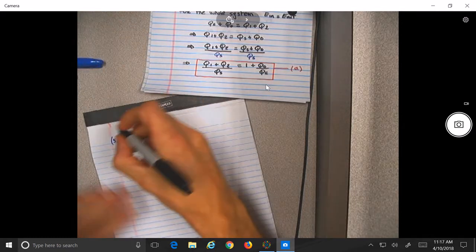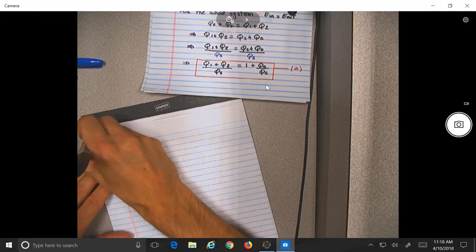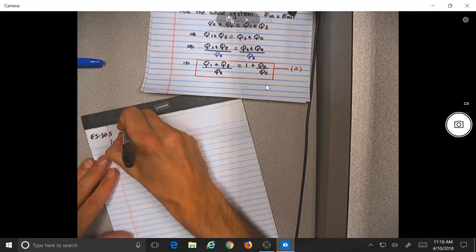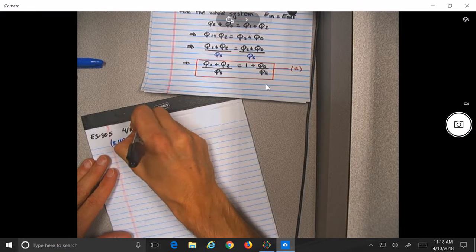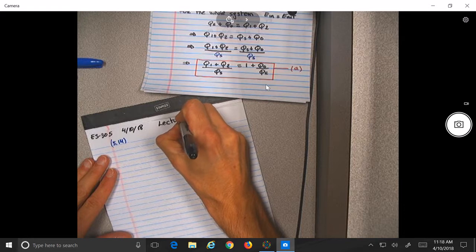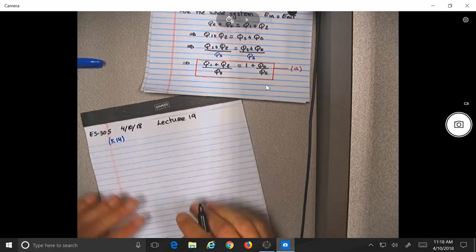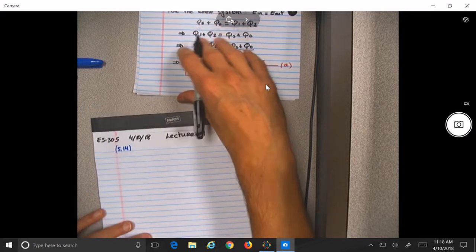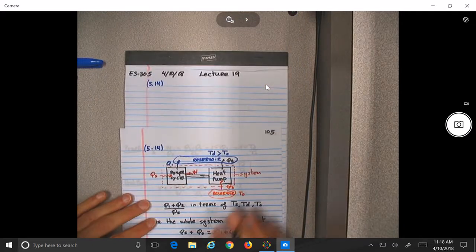Okay, so this will be, maybe I forgot to do this, ES 305. Today is 4/10/18, and this will be lecture 19. Alright guys, I'm going to go a bit faster here because let's see if we can get this done.